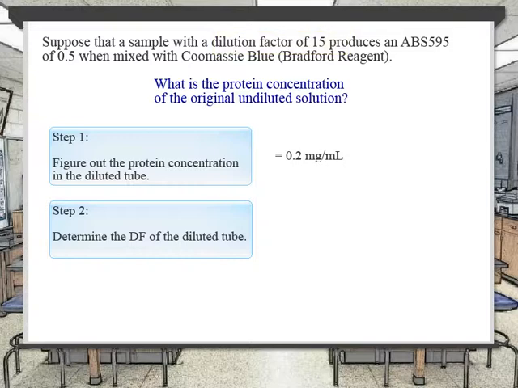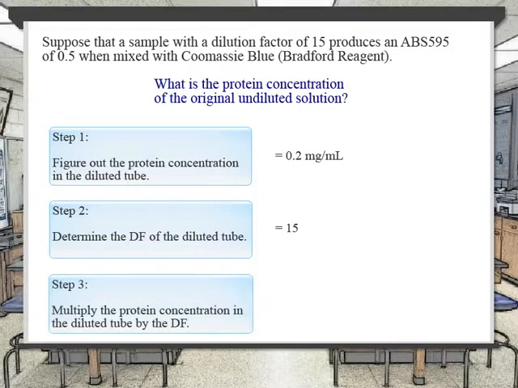The second step for a question like this would be to determine the dilution factor of the diluted tube. This information is given to us in the question, and we can see that we have a dilution factor of 15. Once we know this protein concentration and we know the dilution factor, now we're ready to figure out the original protein concentration in that undiluted tube.